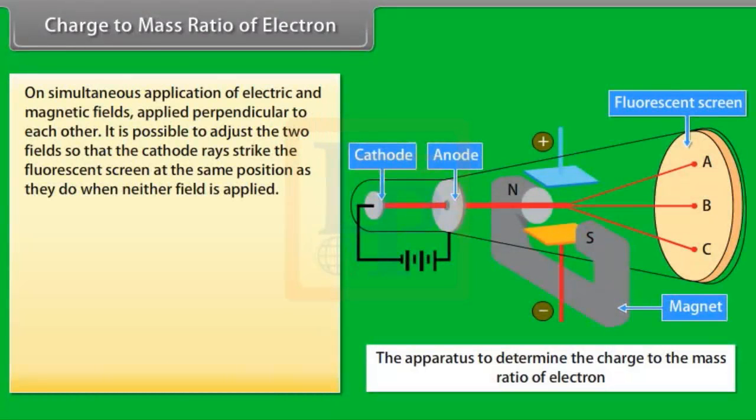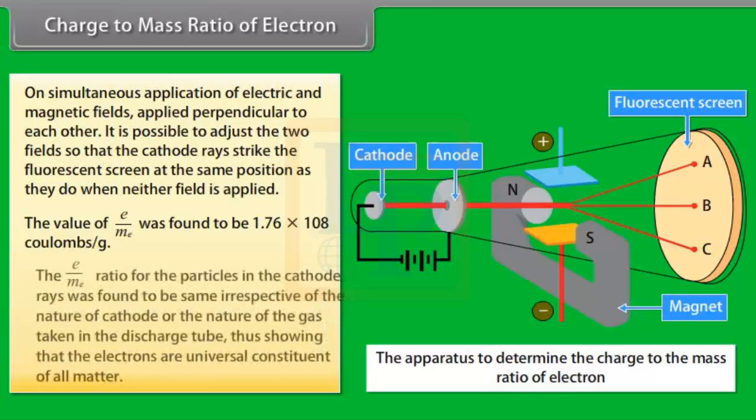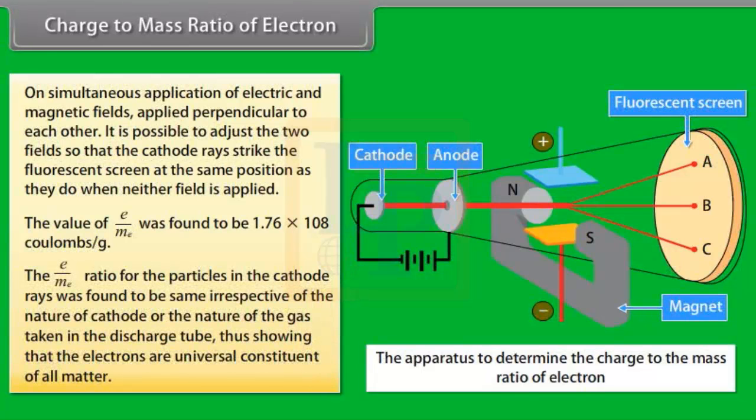Charge to mass ratio of electron. On simultaneous application of electric and magnetic fields applied perpendicular to each other, it is possible to adjust the two fields so that the cathode rays strike the fluorescent screen at the same position as they do when neither field is applied. The value of charge to mass ratio of the electrons was found to be 1.76 × 10^8 coulombs per gram. The e/m ratio for the particles in the cathode rays was found to be the same irrespective of the nature of the cathode or the nature of the gas taken in the discharge tube, thus showing that the electrons are a universal constituent of all matter.